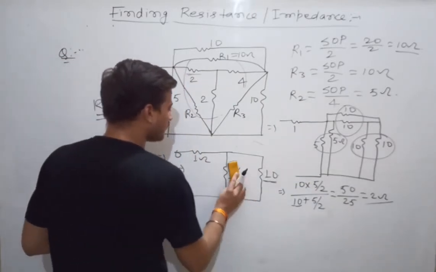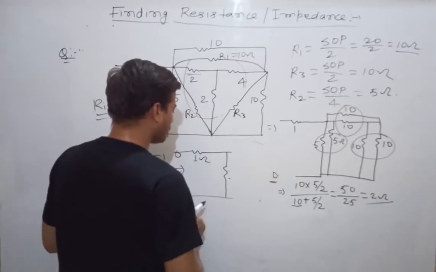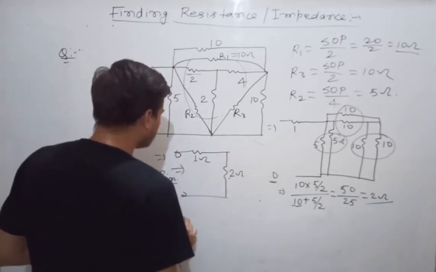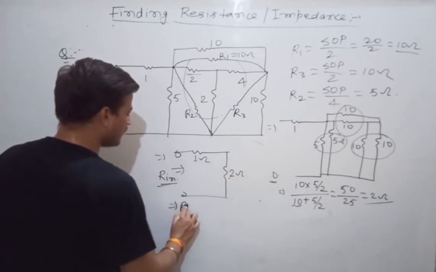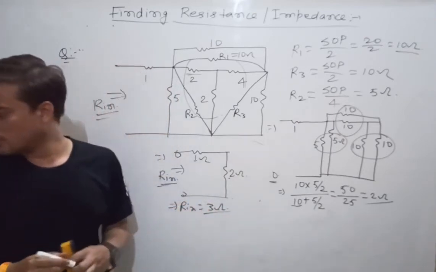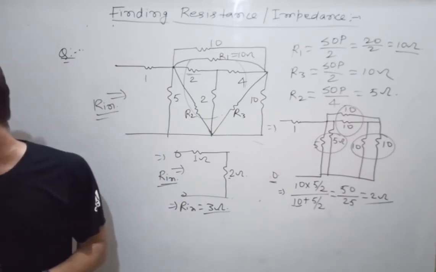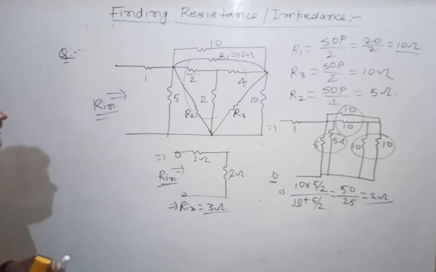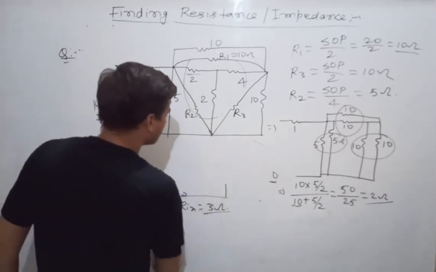That means you can replace it by a single resistor. It is 2 ohm. So now what will be the final resistance? R in will be equal to 3 ohm. Clear? Next, come to the second case.